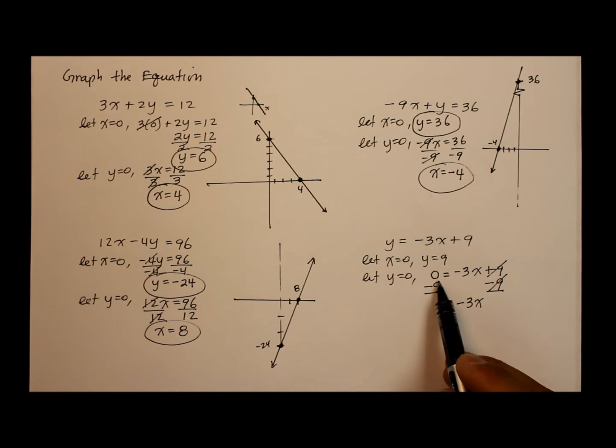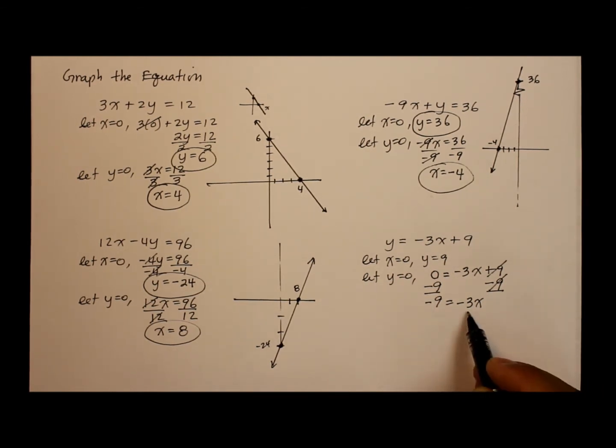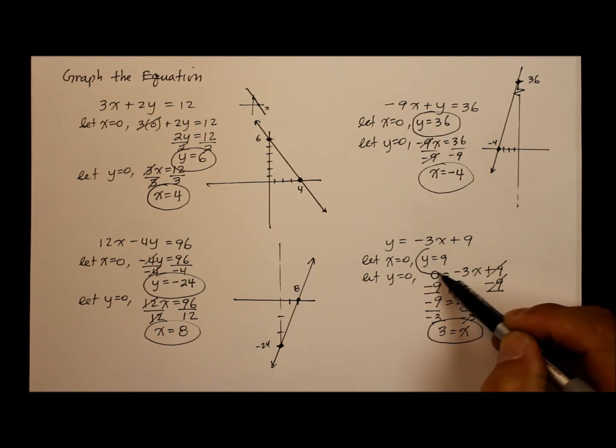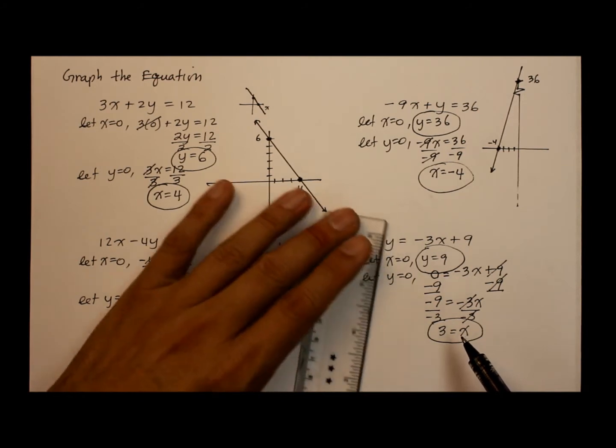On the left side, 0 is like saying you have nothing in the bank. And you take out $9, guess what? You owe the bank $9. Now you solve for x by dividing the coefficient negative 3. So negative 3 and negative 3 simplifies to become 1x, or simply x. And negative 9 divided by negative 3, they're both negative, so it becomes positive 3. So here's the x-axis, x-intercept and the y-intercept. And we could graph that as well.